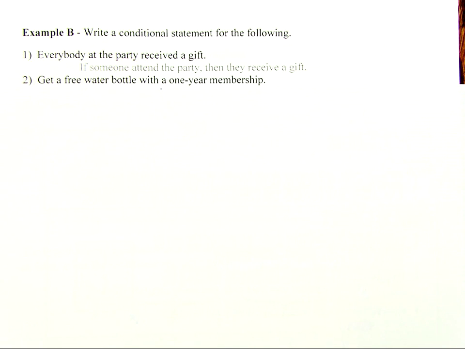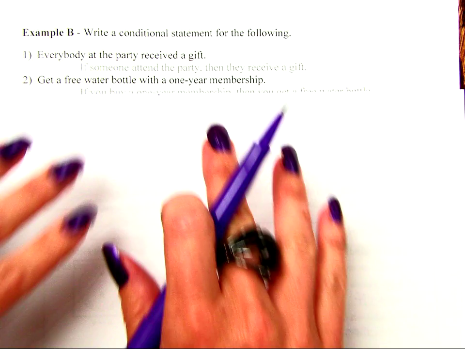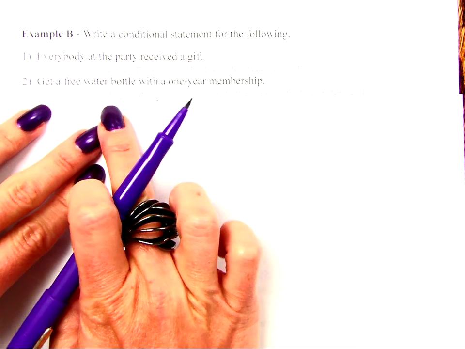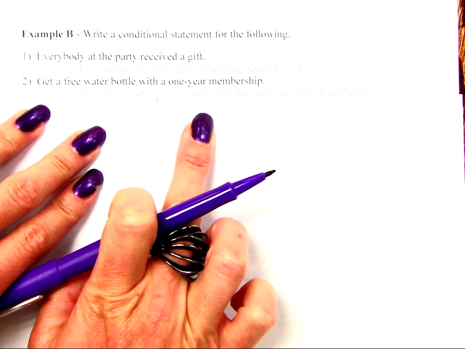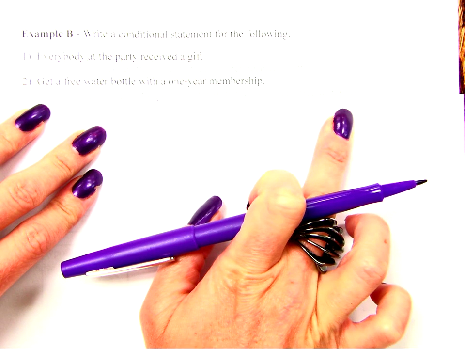You might use a slightly different word here or there, but your hypothesis and your conclusion need to be the same. Number 2 says, get a free water bottle with a 1-year membership. How can we turn that into an if-then statement? Well, in order to get the water bottle, we need the 1-year membership. And so my if-then statement is going to look as so. If you buy a 1-year membership, then you get a free water bottle.